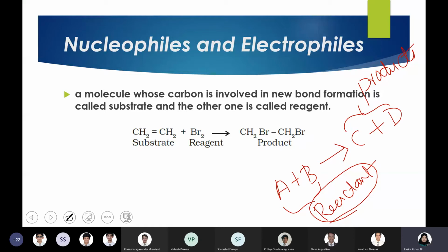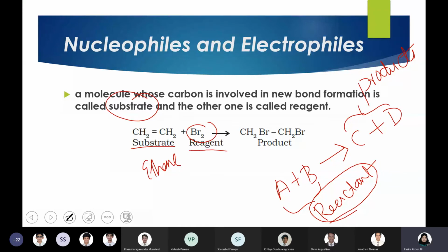But in organic chemistry, rather than simply using the word reactant, they are very specific about the usage. Among the reactants, those molecules in which the new bond formation takes place, because it's a carbon compound, in an organic reaction the new bond formation will always be associated with carbon. So that reactant in which the new bond formation takes place is called the substrate, and the other one is the reagent.